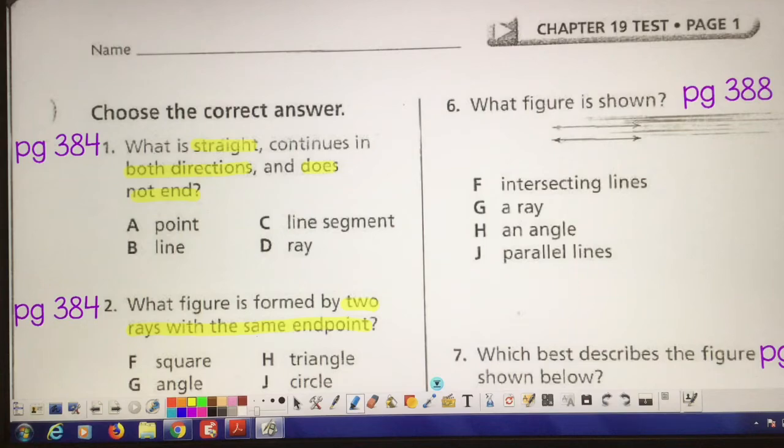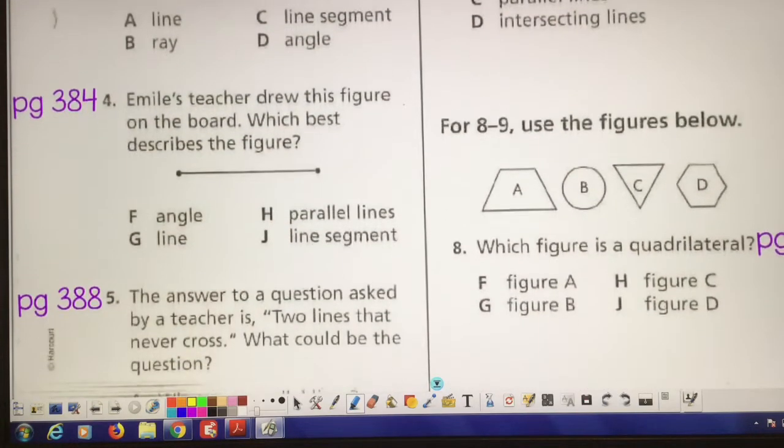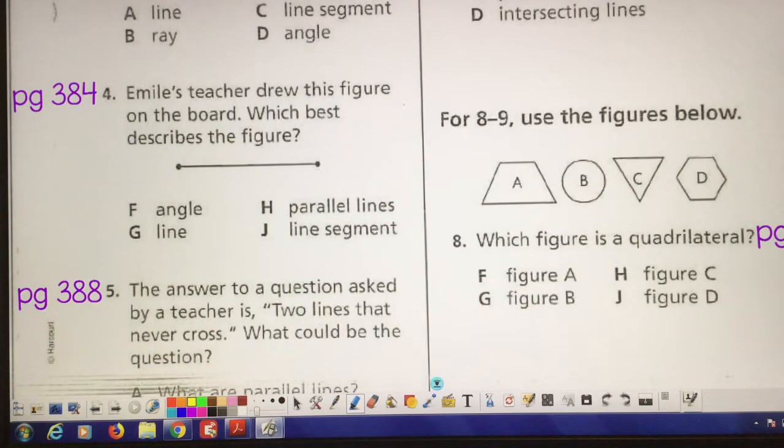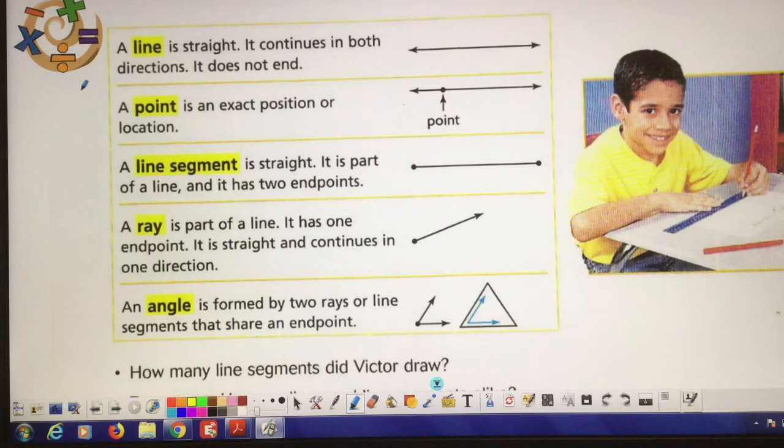Number 4, there is a picture. Emmy's teacher drew this figure on the board. Which best describes this figure? Right here, is this an angle, line, parallel lines, or line segment? I've seen this figure before on page 384, so I'm going to open up to 384. I'm going to see if I can match that figure to an angle, line, parallel lines, or line segment.